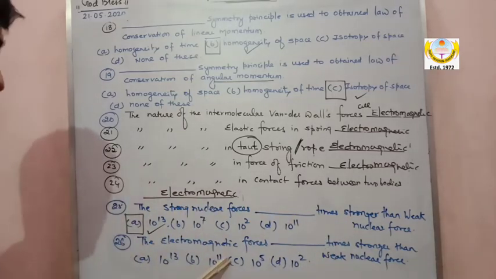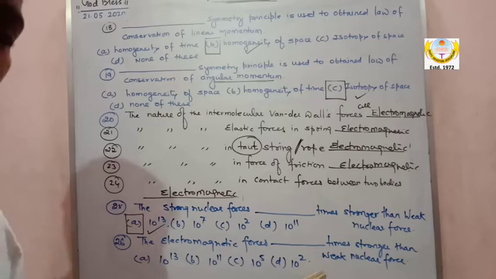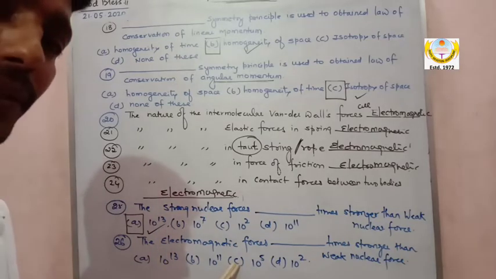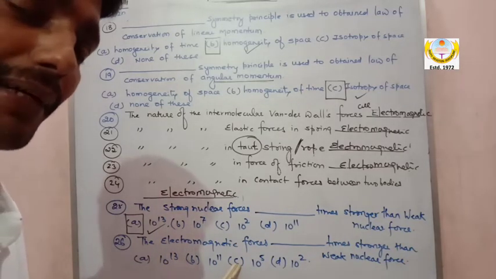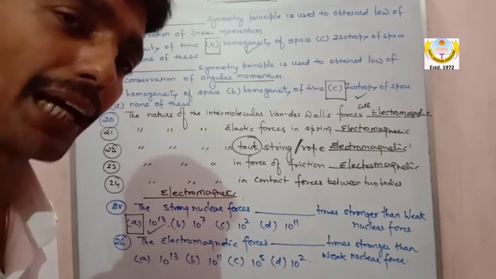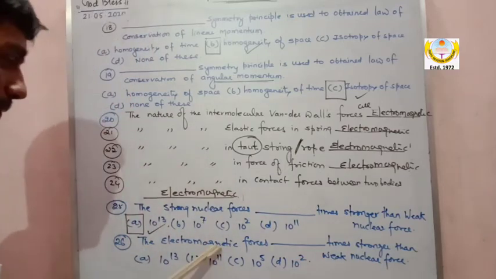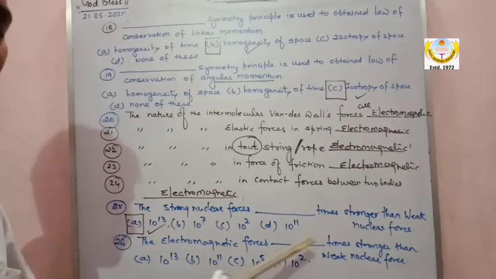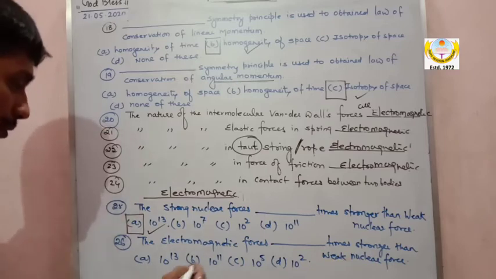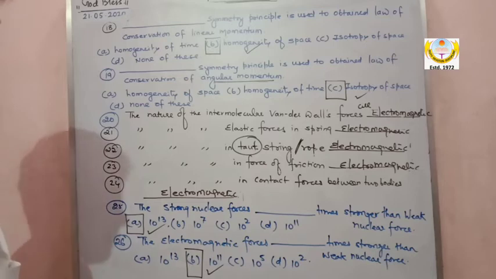And my dear, similarly here the electromagnetic force is dash times stronger than the weak nuclear force. Electromagnetic force is 10 power 36 times stronger than the gravitational force, and weak nuclear force is 10 power 25 times stronger than the gravitational force. So you can think over that electromagnetic force is how much times stronger than the weak nuclear force. The answer is 10 power 11 times stronger than the weak nuclear force.